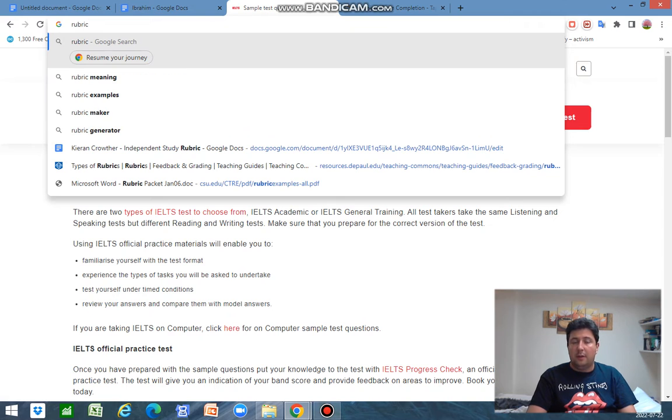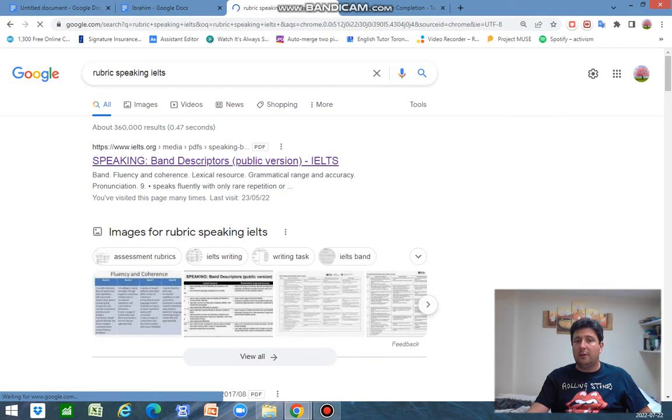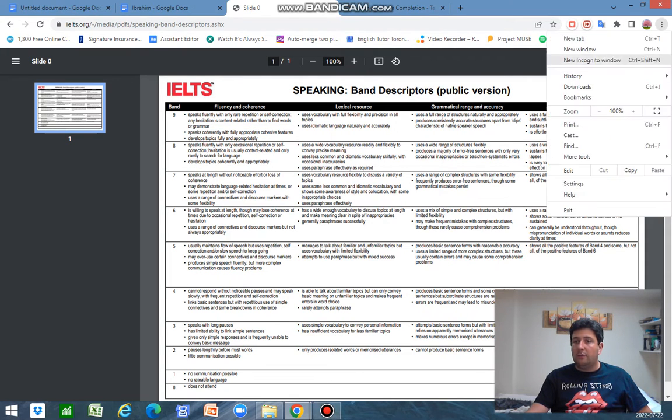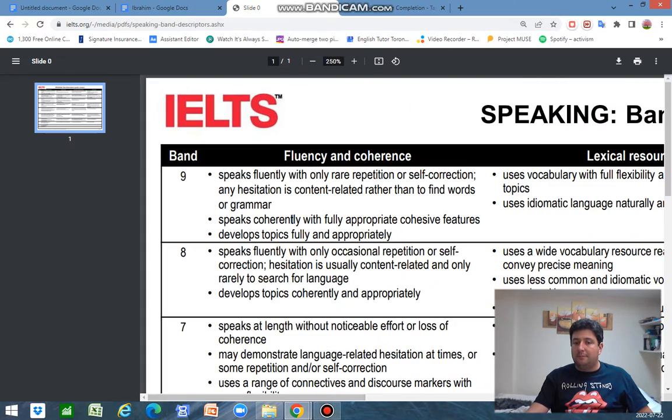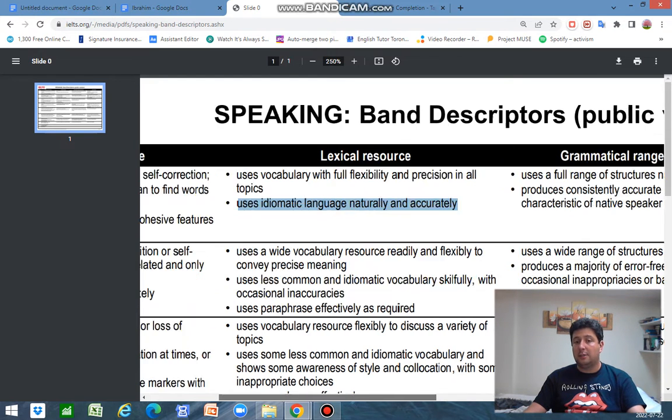for the rubric, you go for the speaking rubric for IELTS, and they have publicly available band descriptors where they explain what they focus on for fluency, for pronunciation, for grammatical range. If we zoom in here, the use of idiomatic language is done naturally and accurately. So they're going to be looking for English idioms. So don't use only literal speech. Use metaphorical, colorful language when you give answers on IELTS speaking tests.